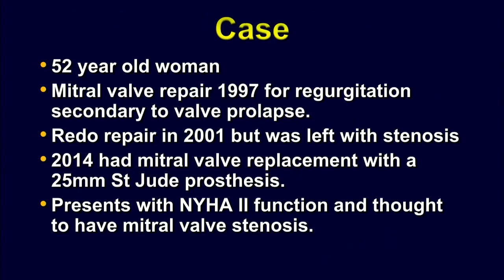Here's a 52-year-old woman, mitral valve repair in 1997 for regurgitation secondary to prolapse. A redo in 2001, but was left with some stenosis, and so in 2014 had a mitral valve replacement with a 25 millimeter St. Jude prosthesis. The patient presents with NYHA class 2 symptoms and was thought to have mitral valve stenosis.